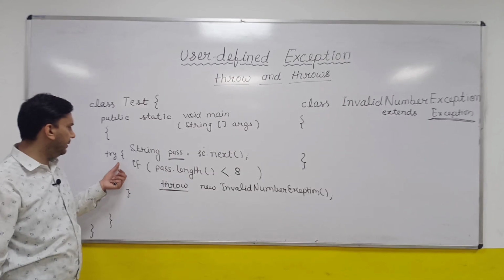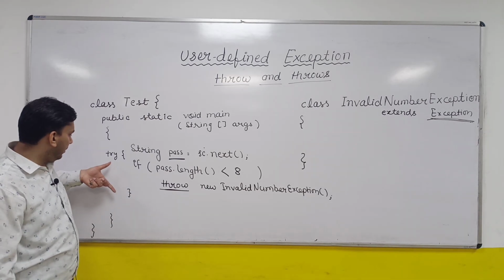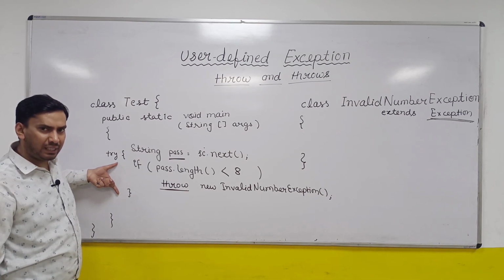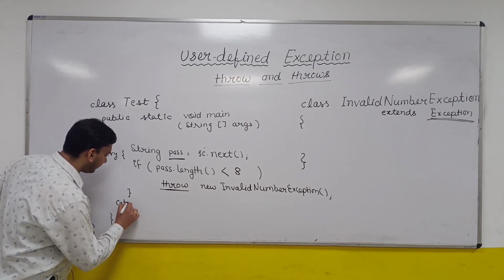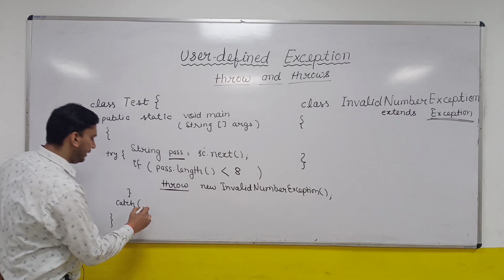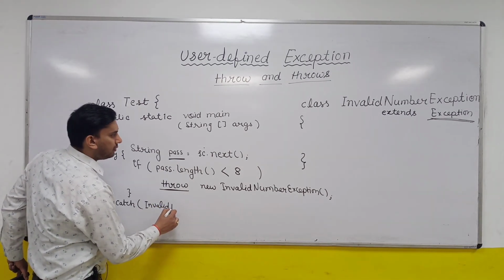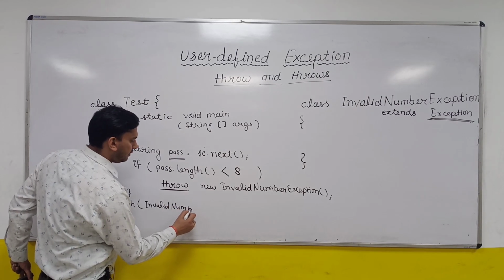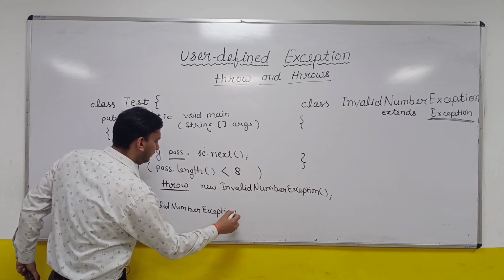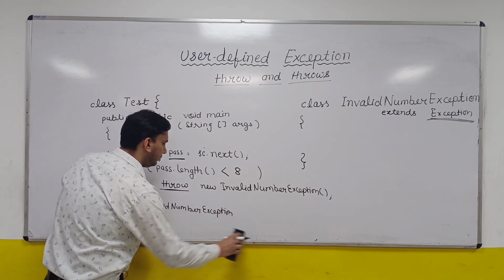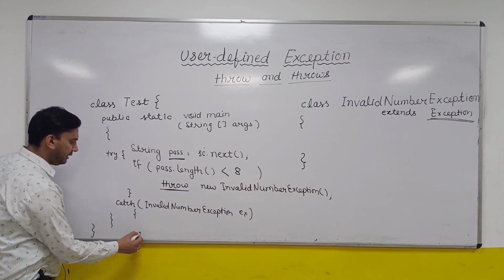So in the try block we have written if password.length is less than 8, an exception is thrown. Now try should be accompanied with the catch block for handling. So I'll be writing here catch, and here I can write InvalidNumberException ex, right? So this is how I have handled the exception.